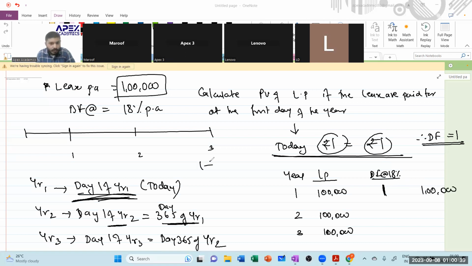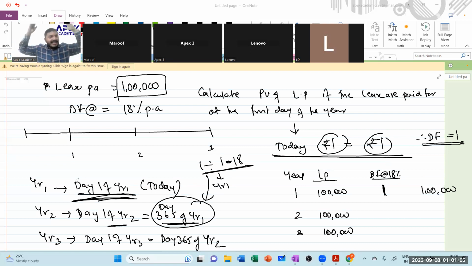But sir, you used to do 1 divided by 1.18. Yes, I used to do this when the year 1 payment was made on day 365 of year 1. At that time, I used this as the discounting factor. But here, on the first day of the first year, I am making the lease payment. So today, 1 rupee is worth 1 rupee. The question of inflation and interest does not arise because no period has elapsed. Are you with me on that? Yes, sir.